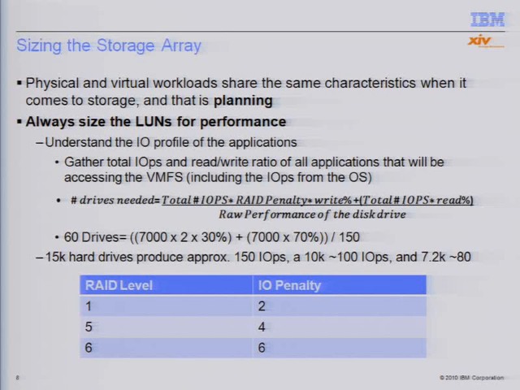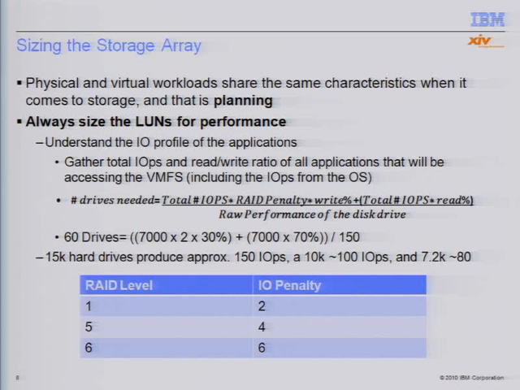So you take that number, and you multiply by the write percentage. So we take 7,000 times 2, let's just pretend we're using RAID 10, and then multiply that by 30% for the writes. Then you just add that to the amount of reads that you're doing. So 7,000 times the 70%. You divide that then by the raw performance of the disk.